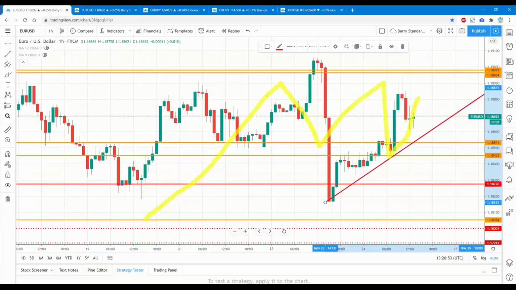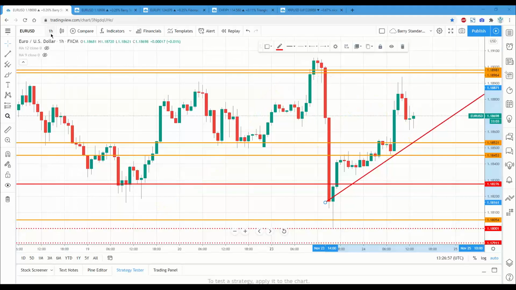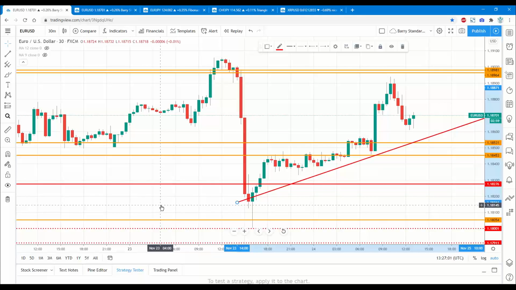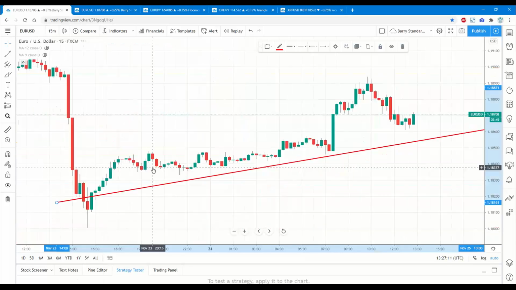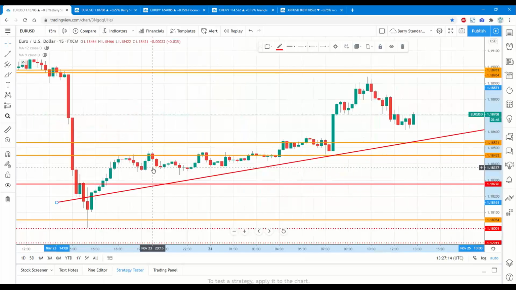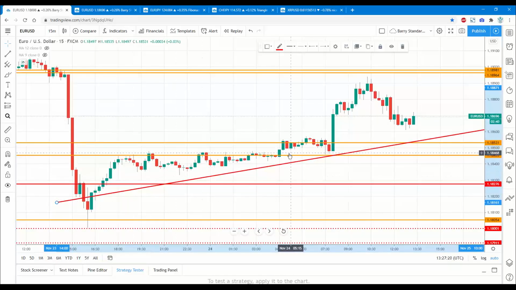Because now, if we were to drop it into a much smaller time frame, a 30-minute frame, we're starting to get more information. And then we would be trading in a 15-minute time frame, most likely. And we still get more information. Now, again, we still see in the short term, it's trading in an uptrend.